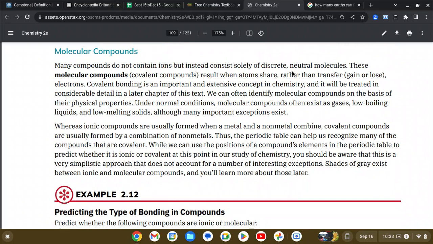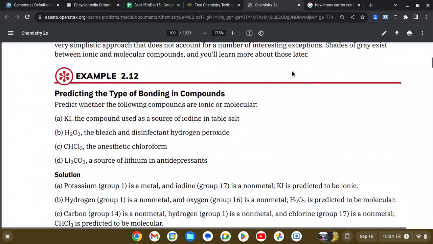Whereas ionic compounds are usually formed when a metal and a nonmetal combine, covalent compounds are usually formed by a combination of nonmetals. Thus, the periodic table can help us recognize many of the compounds that are covalent, while we can use the positions of a compound's elements in the periodic table to predict whether it is ionic or covalent. At this point in our study of chemistry, you should be aware that this is a very simplistic approach that does not account for a number of interesting exceptions. Shades of gray exist between ionic and molecular compounds, and you'll learn more about these later.